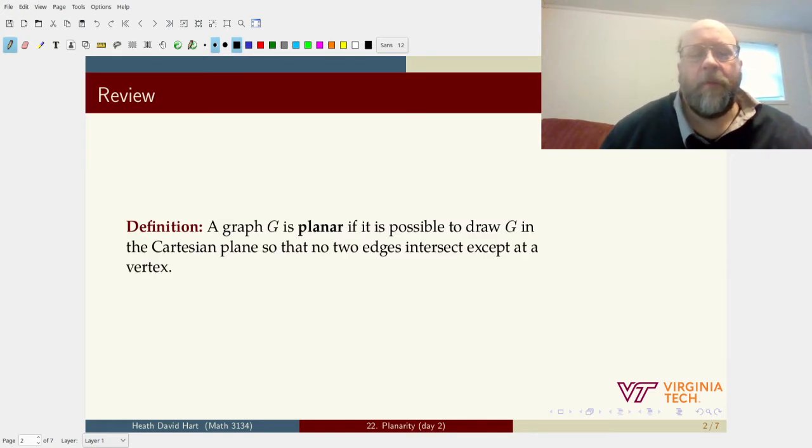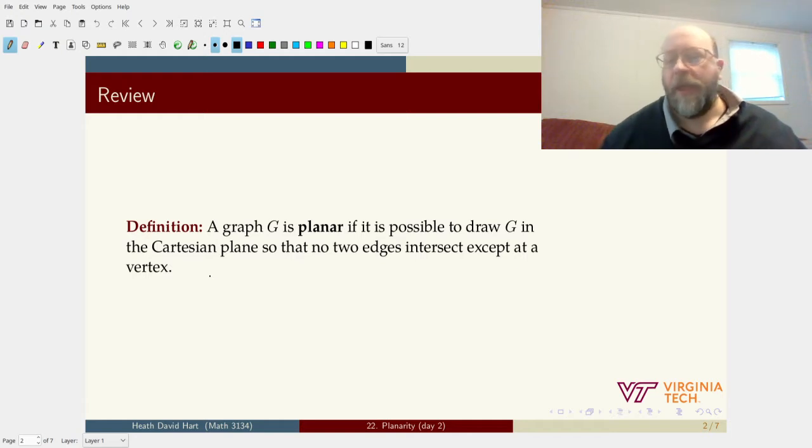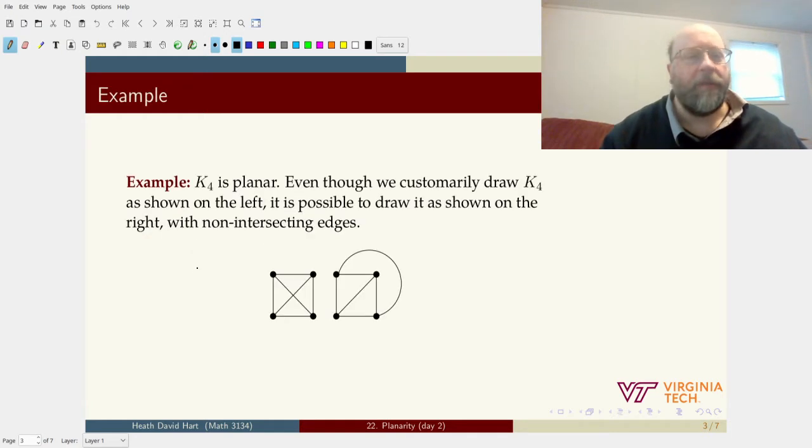Last time we looked at what it meant for a graph to be planar. We saw that a graph is planar if it's possible to draw the graph so that edges don't intersect except at a vertex. And we saw as an example that K4 is planar. We usually draw K4 this way, but we could take this edge and move it to the outside, and we get this alternate representation of K4, and now none of the edges cross. And so K4 is planar.